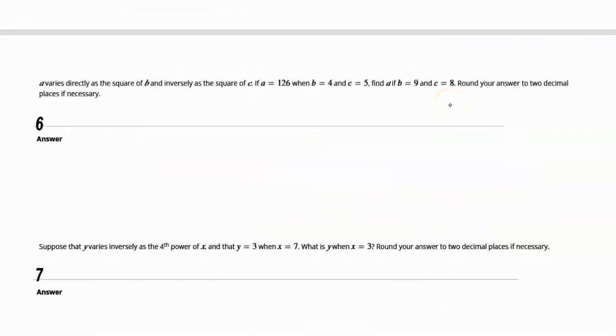All right, let's follow our same protocol. Pause, read it, see what kind of formula you could come up with. This is a combination.